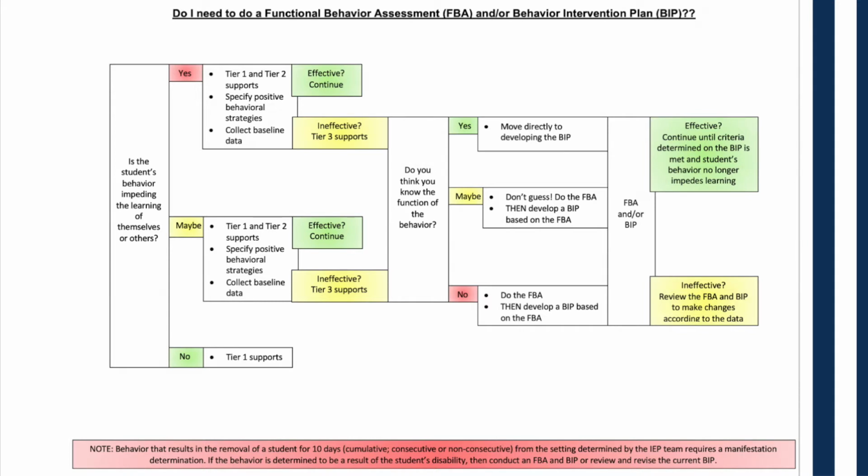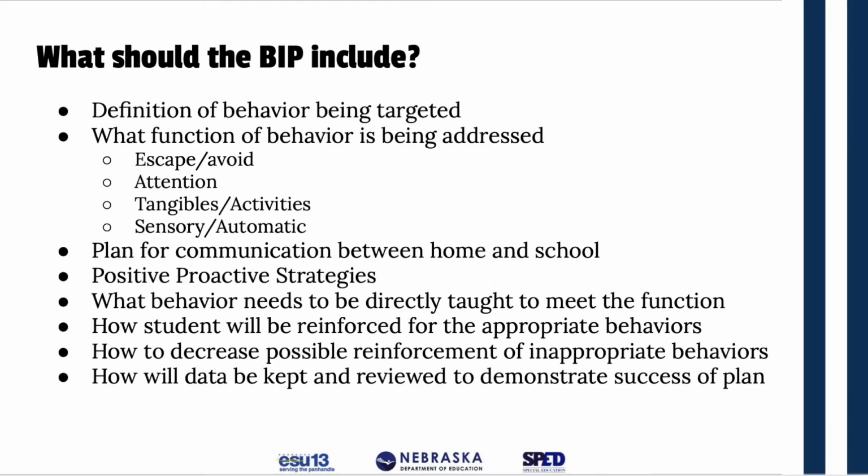If it's ineffective, we can review that FBA and make sure that we do have the right function, and then we can revise the BIP to make changes according to the data. But we are always making decisions that are data-driven. We've determined our student needs a behavior intervention plan, so what should it include?